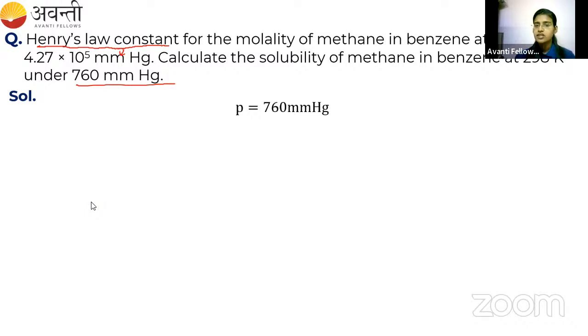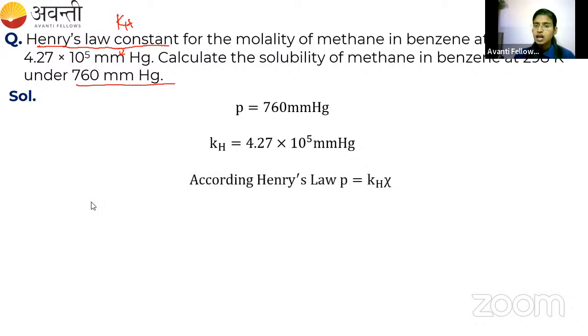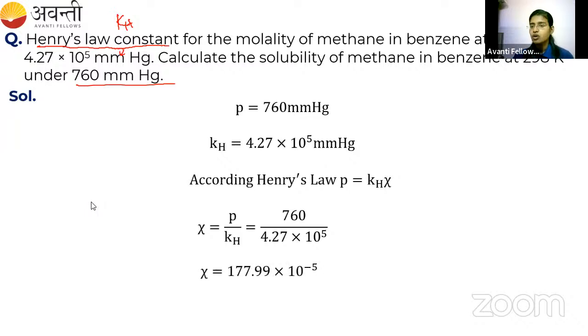So pressure is given as 760 mm of mercury. Do we need to find out the mole fraction? Yeah. And Henry's law constant, which is called KH, is also given to us in the question. Now, according to Henry's law, P is equal to KH into X, and we are asked to find out the X, which is the mole fraction. By rearranging, P by KH, we are getting the value of X. And this is nothing but the mole fraction.